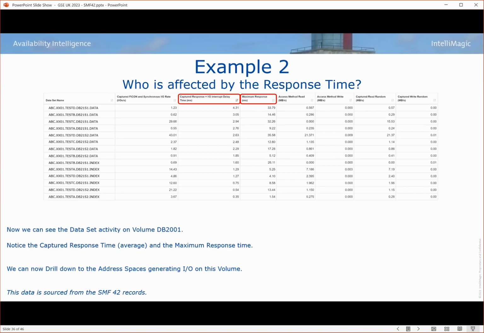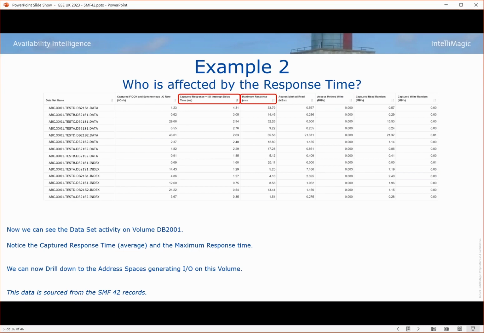Okay, so we're drilling down a little bit further into this particular time frame. Who is affected by this response time peak? We have a list of our data sets on DB2001. What we can now see, based on the SMF 42 data, is the captured FICON and synchronous I/O rate, also the response times, and also things like the maximum response time. That's interesting too, because we haven't been able to get that from RMF. Remember, it was an average for the interval.